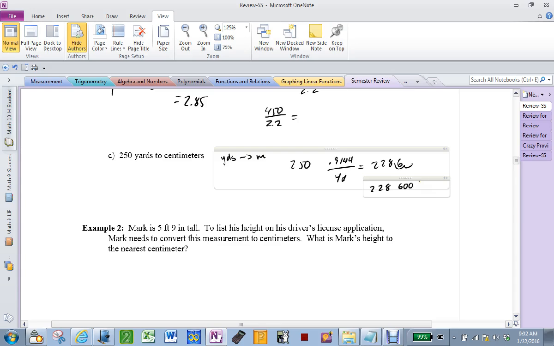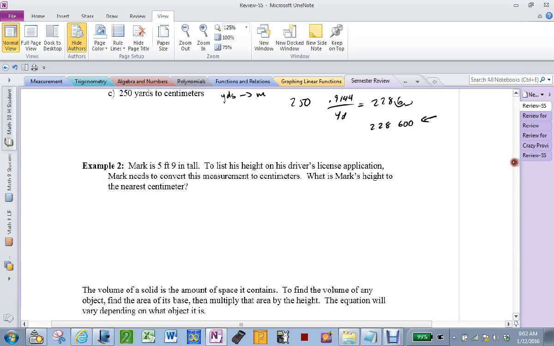228,600. Now, is that a real life measurement? Yeah. Obviously. Really? That's the wrong. Yeah, because in the Olympics, they run the 200,000 centimeter run. No, they run the 200 meter.